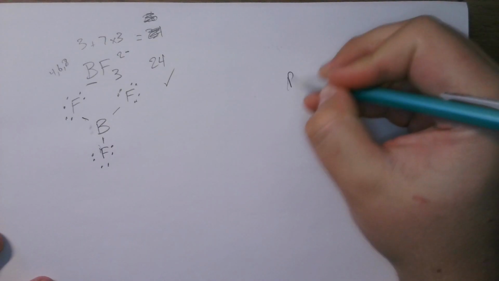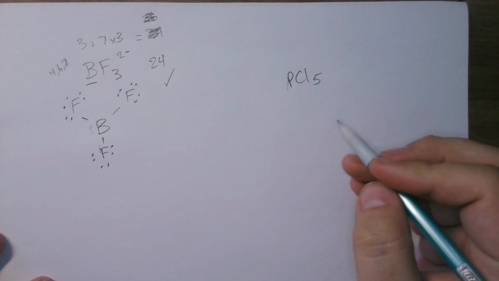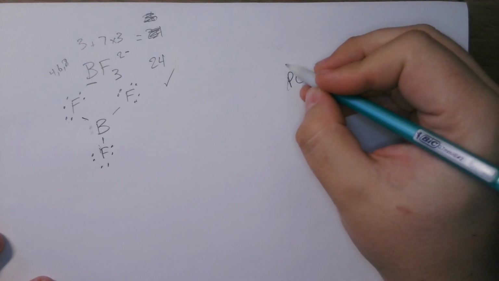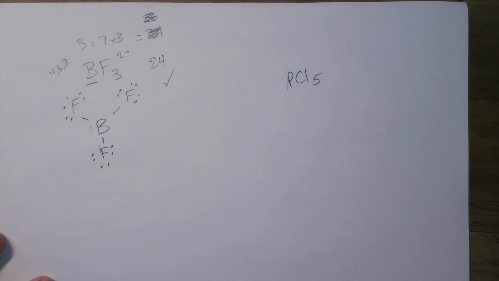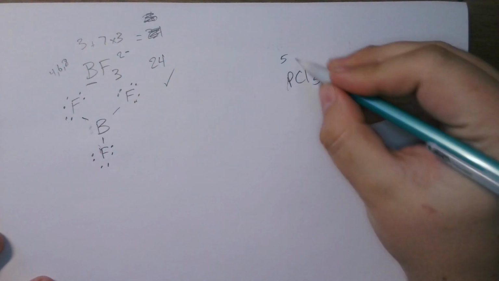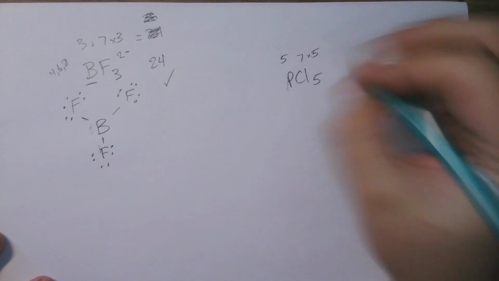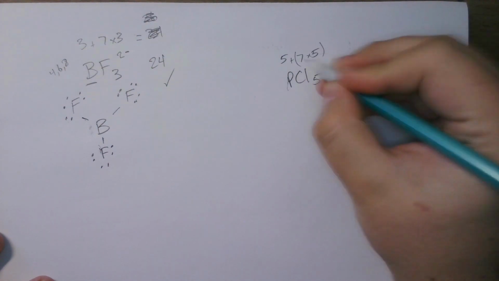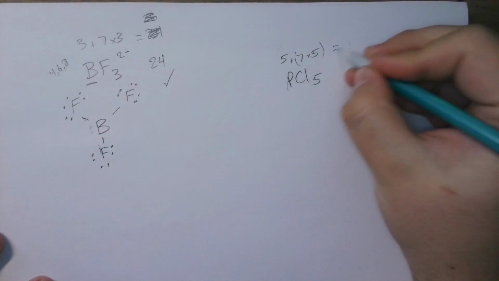All right. We also have PCl5. Okay. Phosphorus has, let me double check, 5 valence electrons. Chlorine has 7, and there are 5 of them. 7 times 5, we get 35, plus 5 is 40.